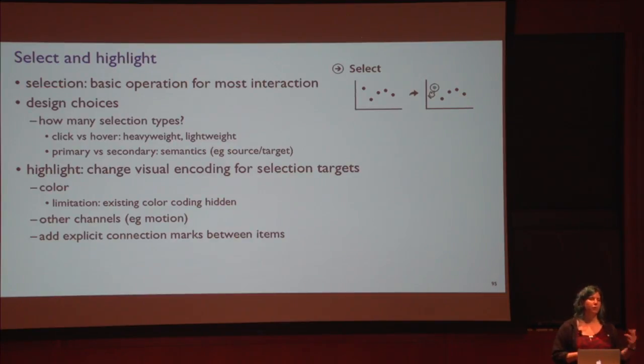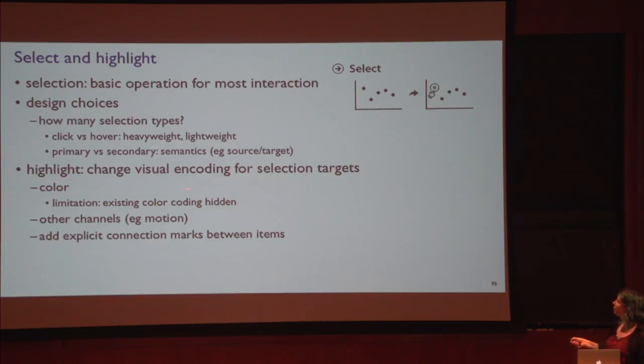If you've got a mouse, you often want a different semantics for clicking on something versus simply hovering the mouse over it. You might even have a different semantics for hovering and pausing versus just moving very quickly. In some cases, you might actually want some kind of semantics like a source and a target, so there might be really two different things you're trying to somehow select.